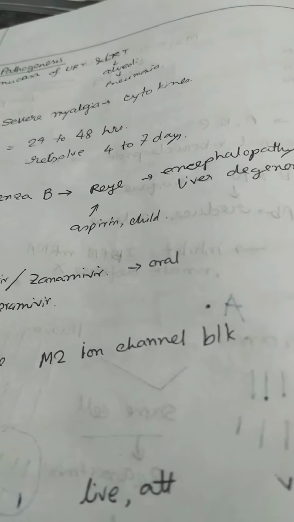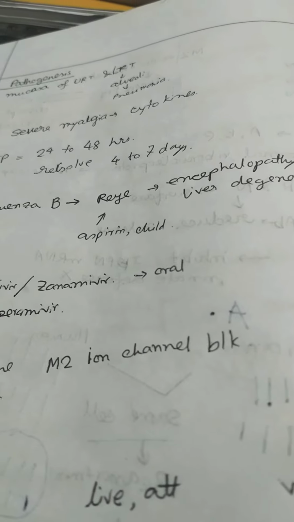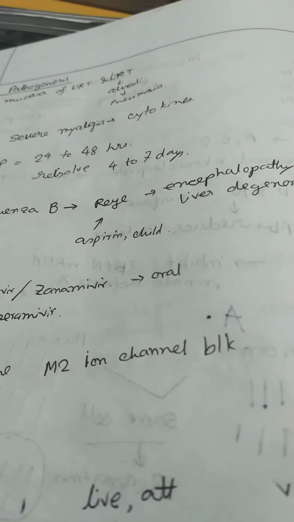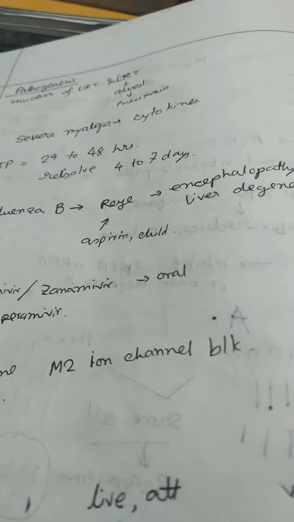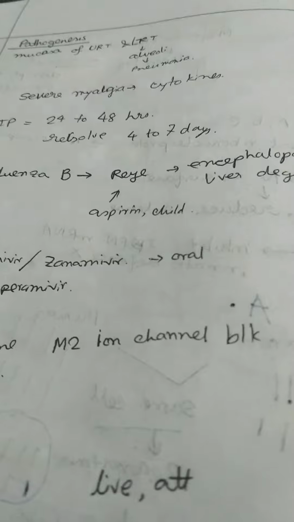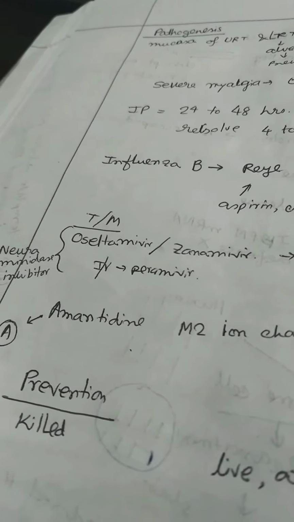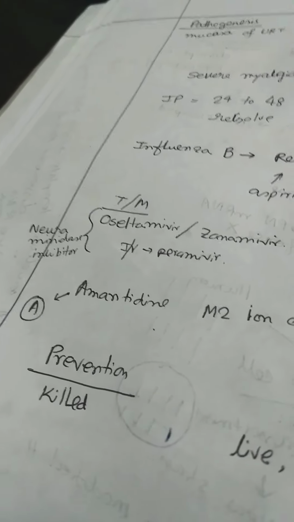Serology includes a significant rise in influenza IgG by serological assay, hemagglutination inhibition, and ELISA. Viral antigen: direct antigen testing for type A virus, fluorescence microscopy, and viral RNA by RT-PCR, that is reverse transcriptase PCR. Treatment is oseltamivir and zanamivir, which are oral, and IV peramivir. These are mainly neuraminidase inhibitors, so they inhibit the release of the virus.